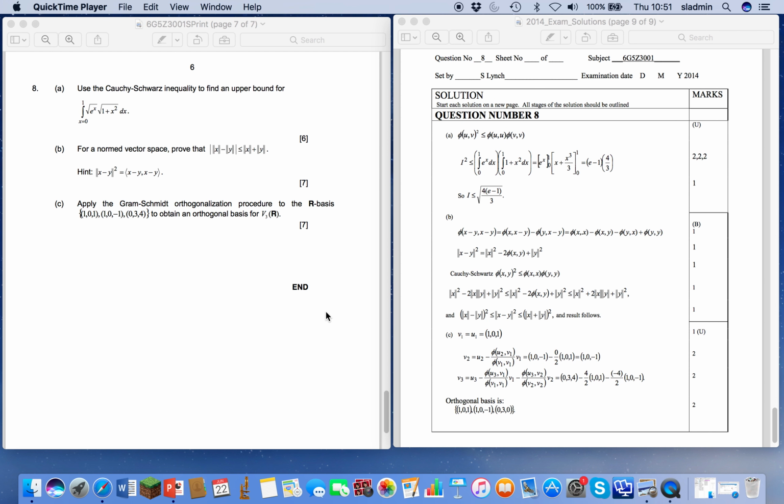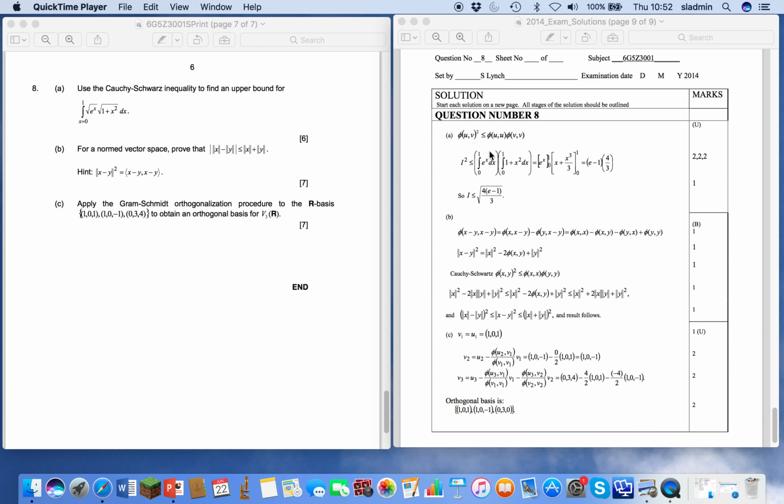This is the solution for question number 8 from the 2014 Maths Methods paper. Question 8a, we want to use the Cauchy-Schwarz inequality to find an upper bound for this integral. For part B, we want to prove that this result holds, and for part C, we want to apply the Gram-Schmidt orthogonalization procedure to find an orthogonal basis from this basis.